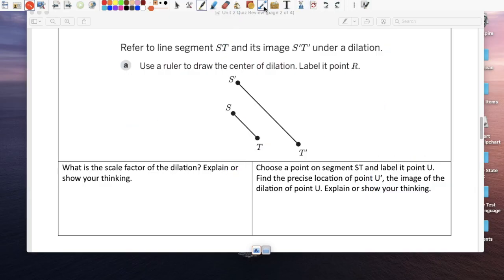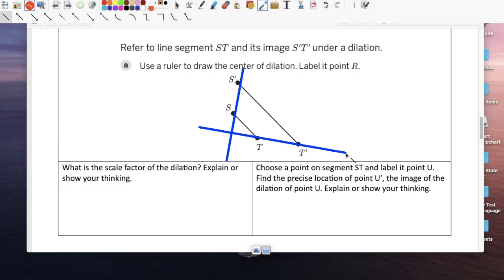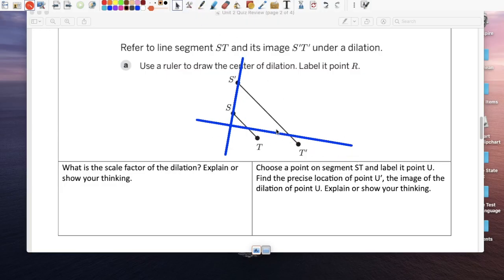So let me repeat the problem. Let me find the center of dilation again. Connect those two, make a straight line. Connect these two, make a straight line as best as possible, right? So where they intersect, it's going to be our center of dilation. So this is where it all started, right?